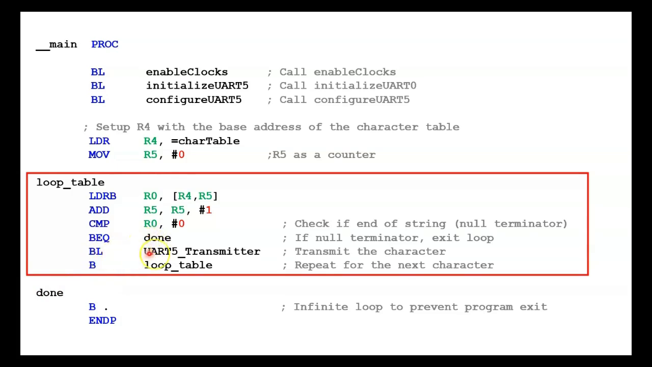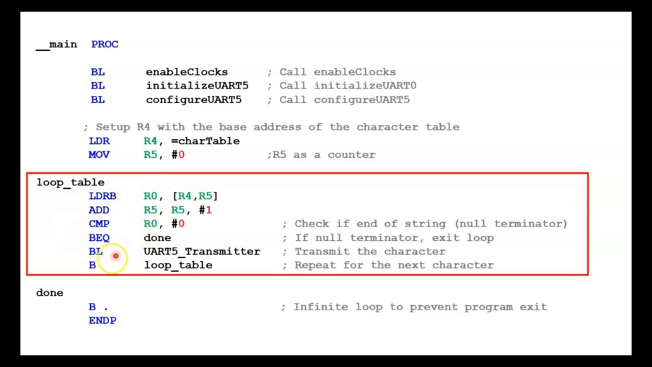If not, then it will branch to a subroutine called UART underscore transmitter. All right, so this subroutine here will transmit the character to the serial output. And here it will branch back to the loop label. So it will keep going round this loop.